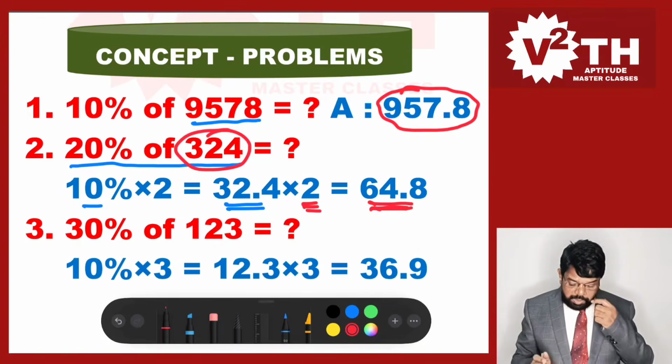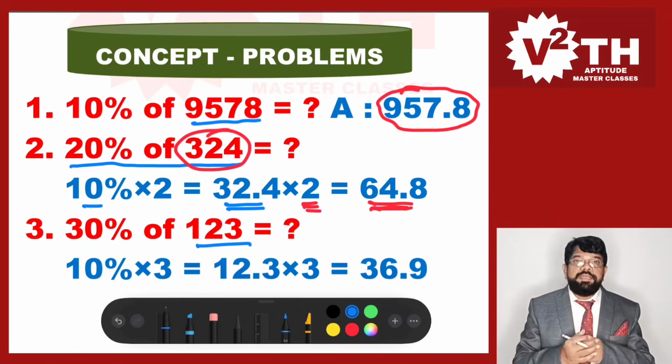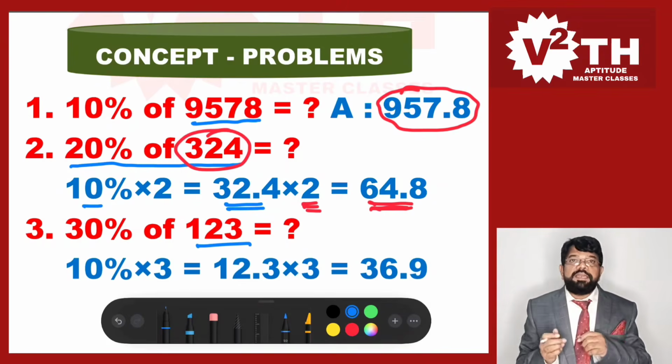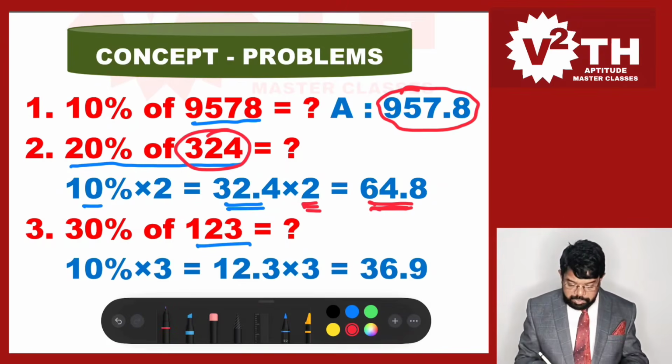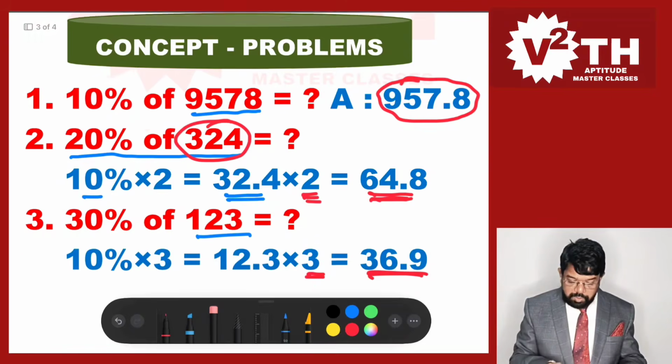Similarly, how can you calculate a 30% value? 30% of 123. 10% is 12.3, and that can be multiplied by 3 directly. What is 12.3 into 3? 36.9. This is the strategy you have to follow.